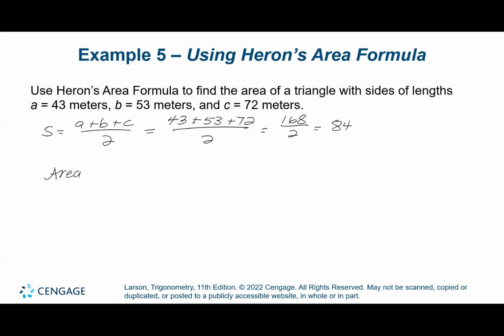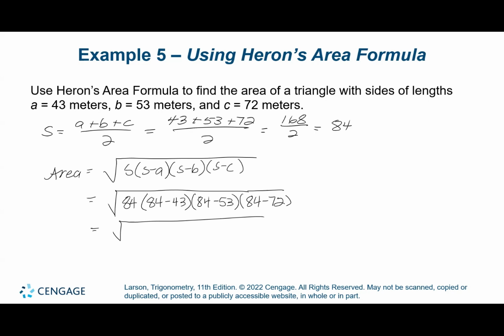Then the area is the square root of s times s minus a times s minus b times s minus c. I know all of those things now, so I'm just filling them in. 84 is s. Using order of operations, I'm moving inside the parentheses first. Next I'm going to multiply and then do the square root last. Using your calculator, you can put it all in one step and enter. So I get 1131.89 square units.